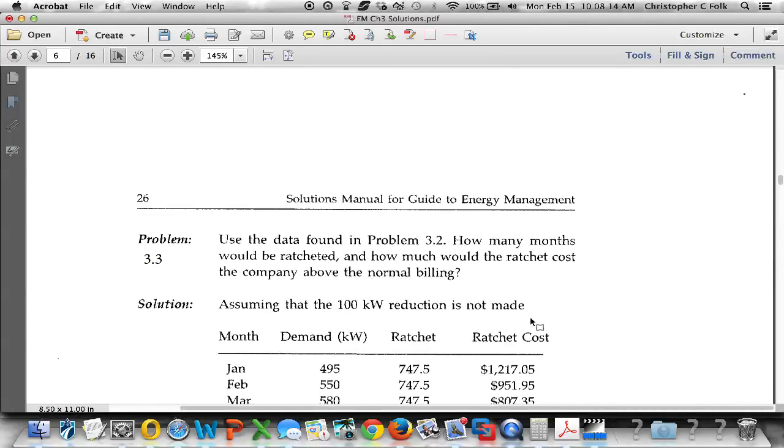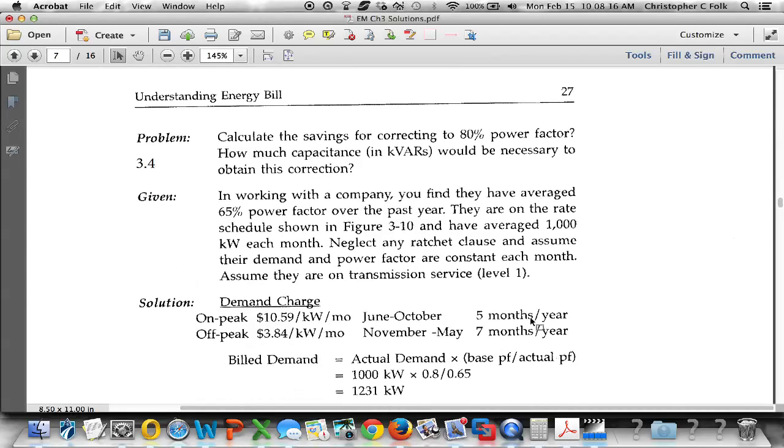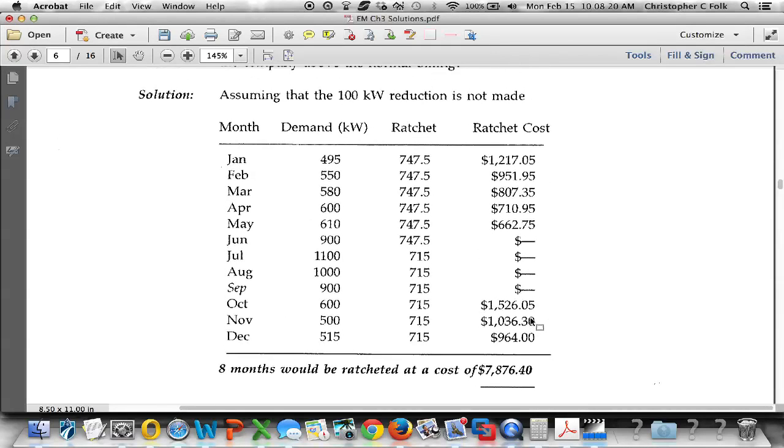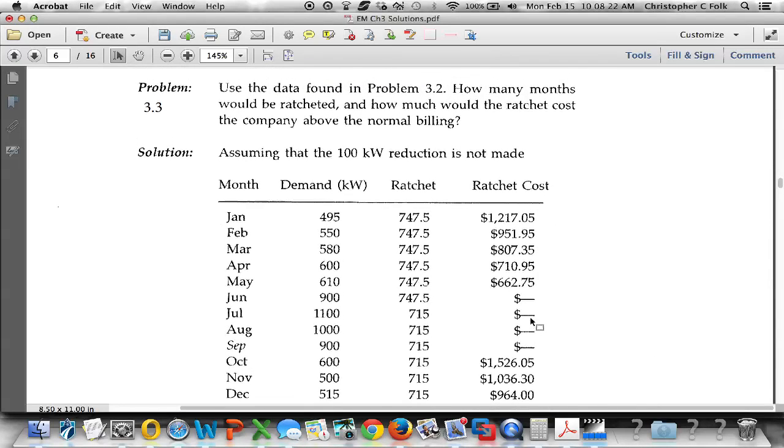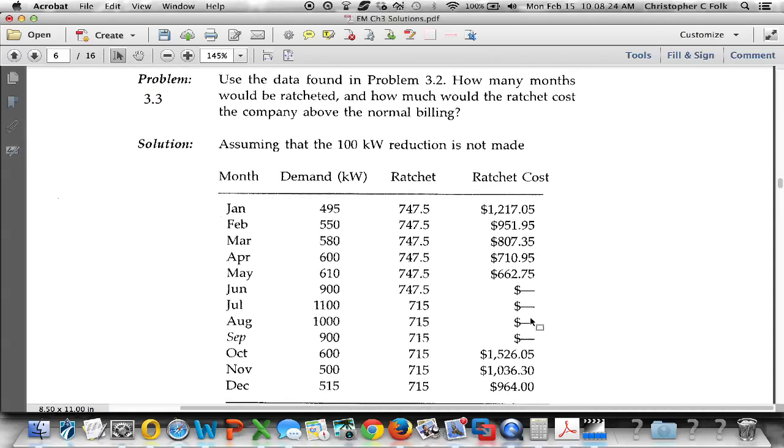And so the last one for week 4 is right here, and that was problem 3.3. Where'd we go? A little too far. Same spreadsheet, which is great because we're going to be able to copy over the same stuff we were using for 3.2. So in this case, the question, I really don't care for how he writes it. How many months would be ratcheted, and how much would the ratchet cost be above the normal billing? Wow, it's not a very clear question.